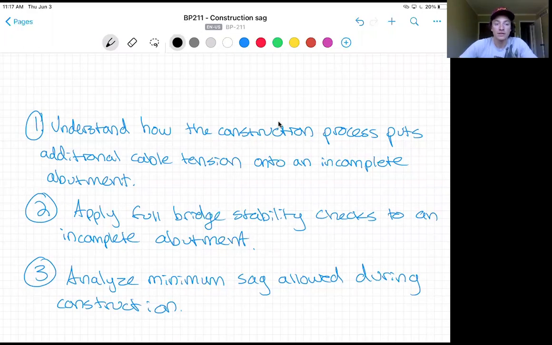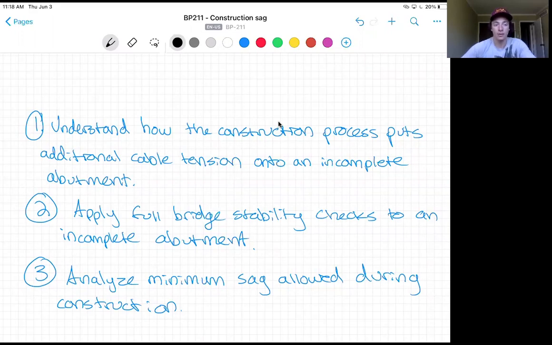The learning objectives for this section on construction sag analysis are as follows. One, understand how the construction process puts additional cable tension onto an incomplete abutment system. Two, apply full bridge stability checks to an incomplete abutment. And three, analyze minimum sag allowed during construction.